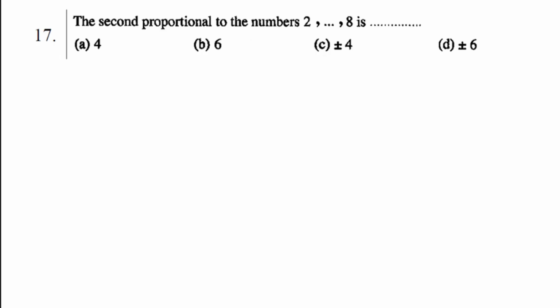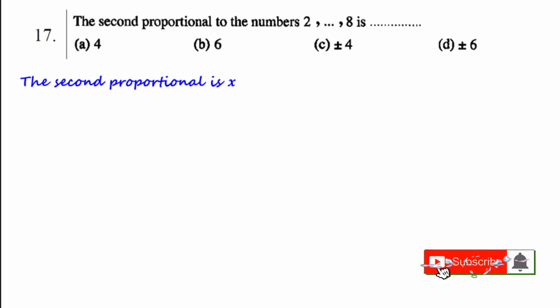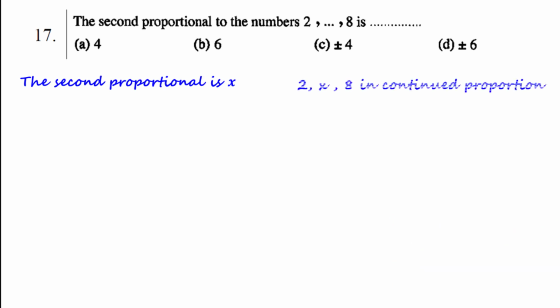Number 17, the second proportional to the numbers 2, missing number, 8 is what? We have here just 3 numbers. Now we have here the second proportional. We can suppose it's x. Now we have here a continued proportional. Now 2 over x equals x over 8.